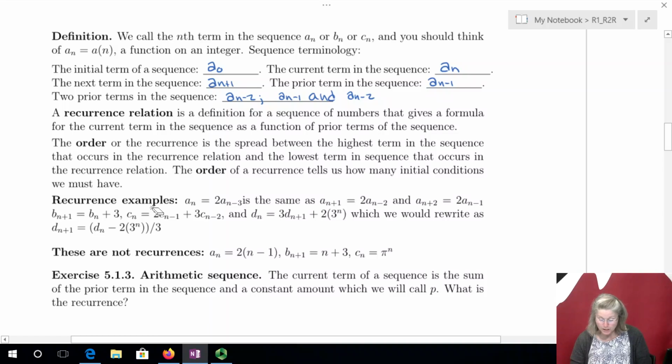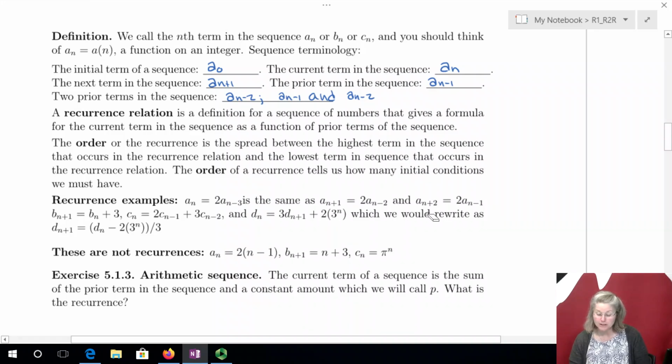So an example of a recurrence is a_n, the current term, is 2 times a_(n-3). It's 2 times the term that's 3 prior terms back. Now notice this relationship between a_n and a_(n-3) is the same as the relationship between a_(n+1) and 2a_(n-2). So what I would do is replace the n in this a_n with n+1. So then this n also gets replaced with n+1. And if I put in n+1 here, that becomes a_(n-2).